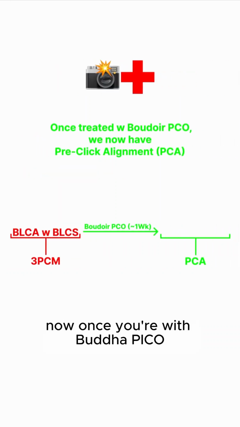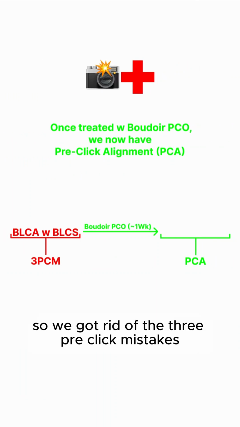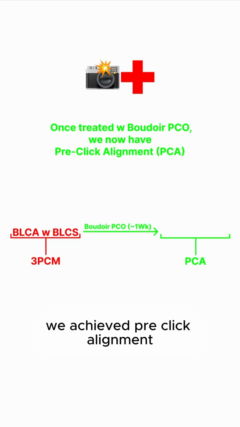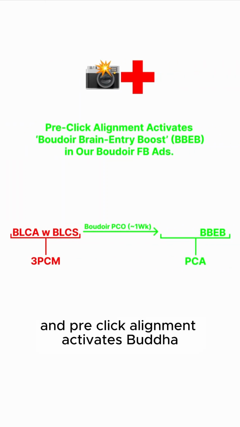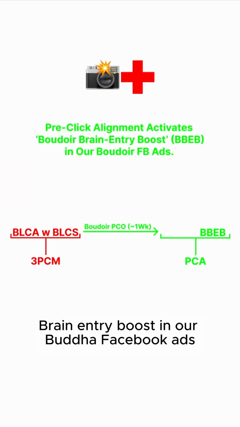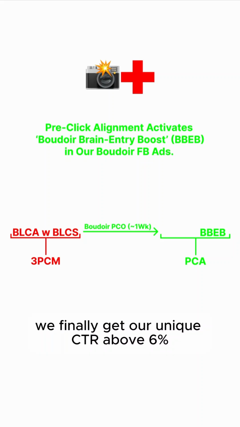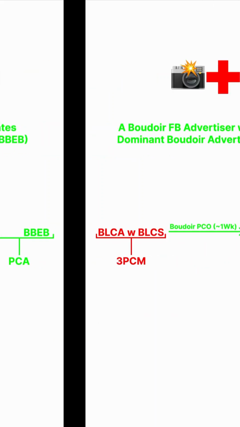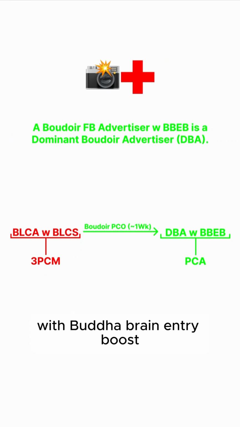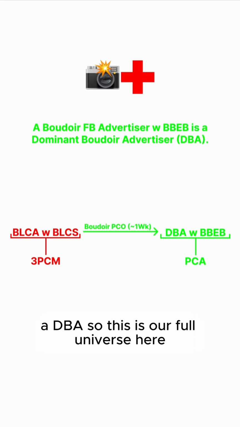Now, once treated with Boudoir Pico, we now have pre-click alignment, PCA. So we got rid of the 3 pre-click mistakes. We achieved pre-click alignment. And pre-click alignment activates Boudoir brain entry boost in our Boudoir Facebook ads. Basically, we finally get our unique CTR all above 6%. And a Boudoir Facebook advertiser with Boudoir brain entry boost is a dominant Boudoir advertiser, a DBA.